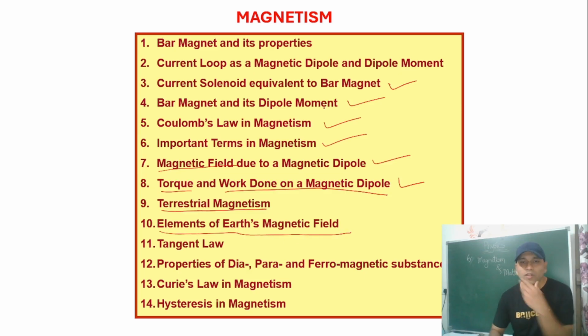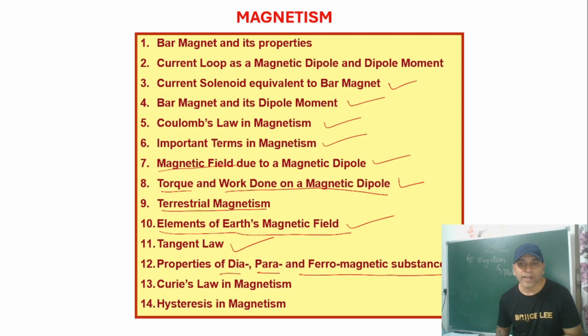In the gravitation chapter we discussed about two masses attracting towards each other. So here we are going to see the effect of the earth's own magnetism. We are not discussing the earth's movement, but what happens on the earth with its magnetic field. And the 11th is tangent law, the properties of dia, para and ferromagnetic substances.